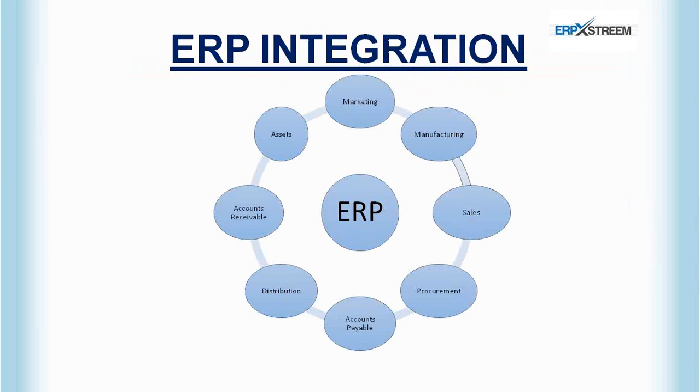Now let us see what are the departments, what are the modules in SAP. SAP is not only one department module, it has n number of modules like marketing, manufacturing, sales, procurement, accounts payable, sales and distribution, accounts receivable, assets. These are the various modules available in SAP. In other ERPs we also have these modules, but something is there, something is missing. But in SAP all modules are integrated. Integrated means communicating from one module to another module, like you see in the figure. So this is the reason why people are going towards ERP.